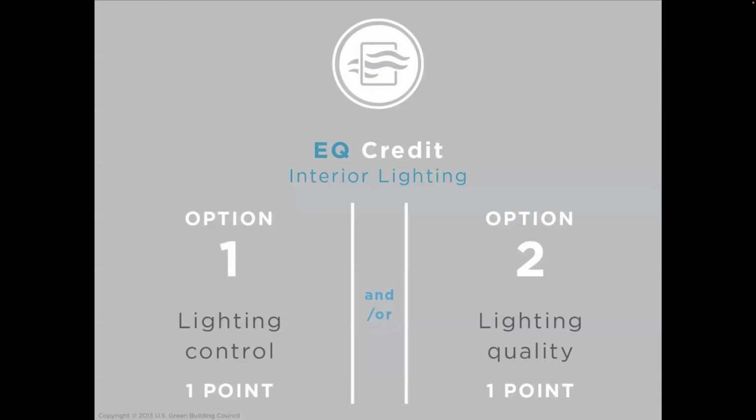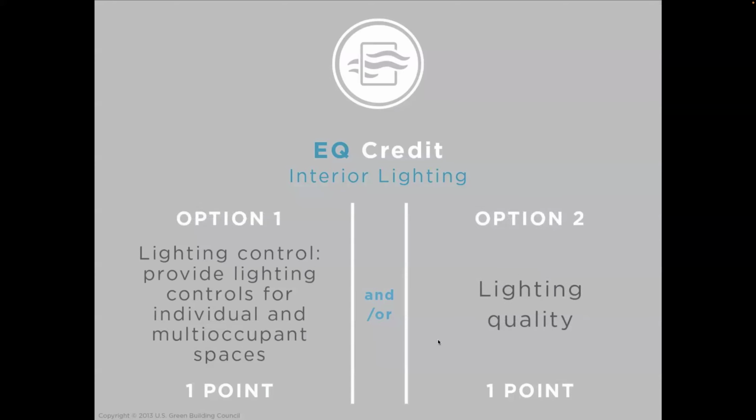Exterior lighting, again, do you have lighting control? Interior lighting, do you have lighting control? So again, do occupants have control of the lighting over their desk, in the spaces they're in? And then option 2, lighting quality. So again, provide lighting controls for individual and multi-occupant spaces. And again, they define what that is.